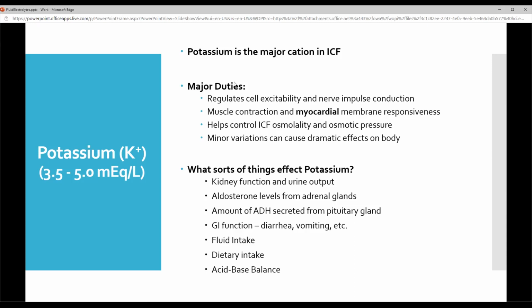So what sort of things affect potassium? Again, kidney function. Kidneys control a lot when it comes to fluids and electrolytes. Again, GI, a lot of vomiting or excess suction. GI suction is going to lower your potassium. And the same stuff as sodium. The only difference is acid-base balance, and I'll show you why in a sec.